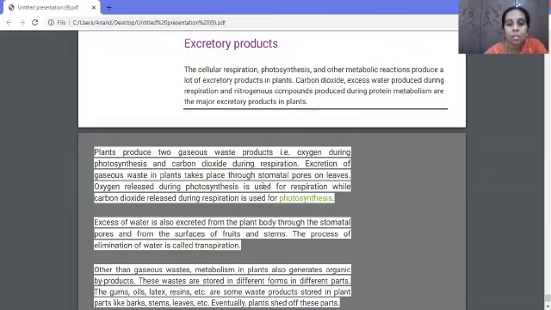There is a pore called the stomatal pore, which is present in the leaf. This will help in releasing the oxygen and the carbon dioxide produced during photosynthesis and respiration. And extra water, we learned about transpiration. Excess water is also excreted from the plant body through the stomatal pore, and from the surface of the fruits and stems it will be thrown out by the process called transpiration. This is how the water is also excreted out of the plant body.